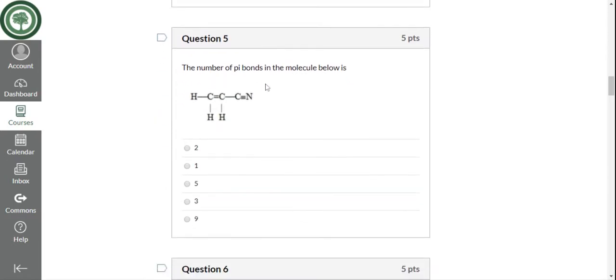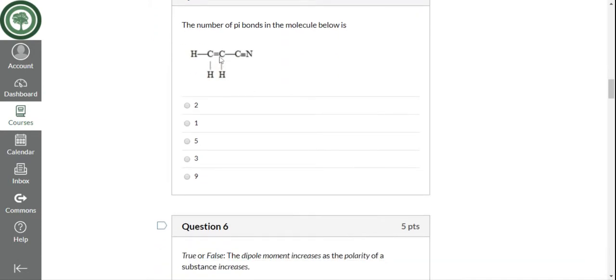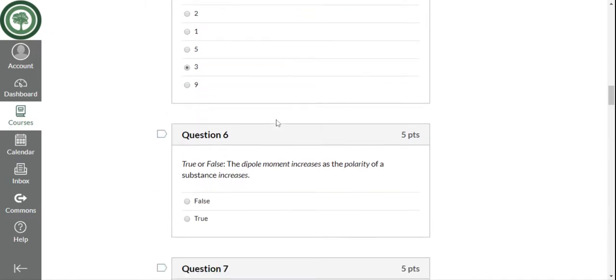Again, here's another pi bond question. Anytime we have a double bond, there's a single pi bond, and with a triple bond, there's 2. And so for this one, we have a total of 3.